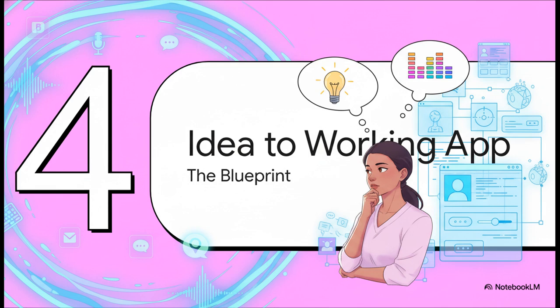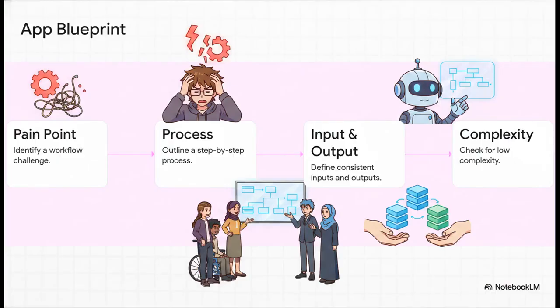This is your blueprint for moving from a totally blank screen to a working application. So to figure out if your idea is ready for vibe coding, you really need to run it through this exact step-by-step checklist. First up, identify a specific workflow pain point. Now, we're not talking about a massive, world-changing software suite here, just a targeted daily problem. Second, can you outline the steps to solve it manually? Third, do you have consistent inputs and outputs? And fourth, check for low complexity.